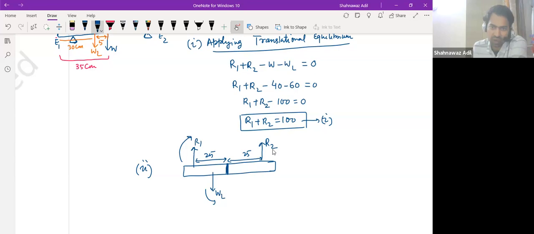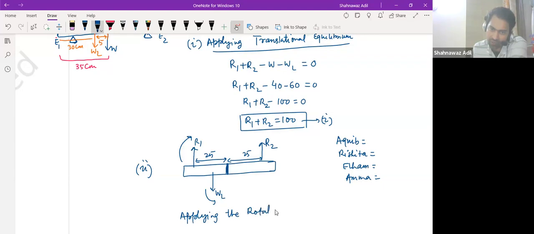Okay, so now you guys, Akib, Rishita, Elham, tell me what would be the rotational equilibrium. So applying the rotational equilibrium, what would be that?